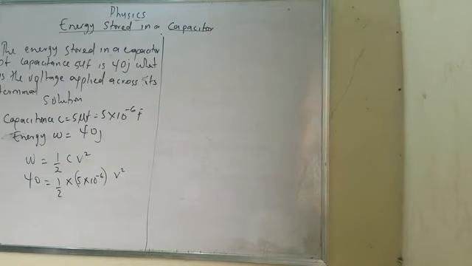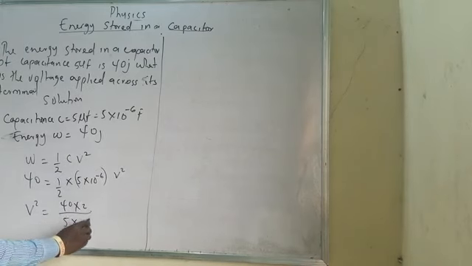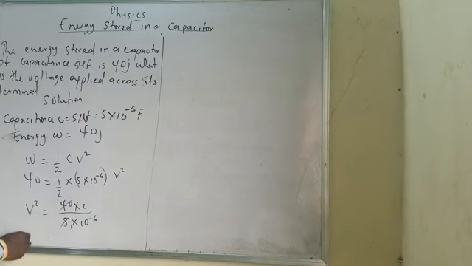Now, everything can be moved to the other side. We all know what mathematics is saying here. V squared equals 40 multiplied by 2 divided by 5 multiplied by 10 raised to the power minus 6. Here I will be having 8. Now, this squared equals 1.6 multiplied by 10 raised to the power 7, because that minus will come up and we have nothing to do about it.